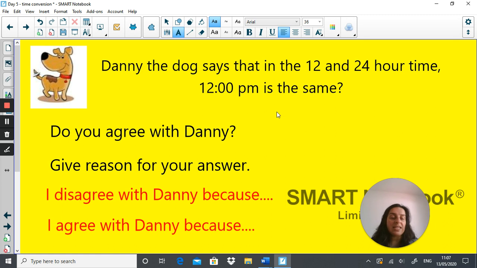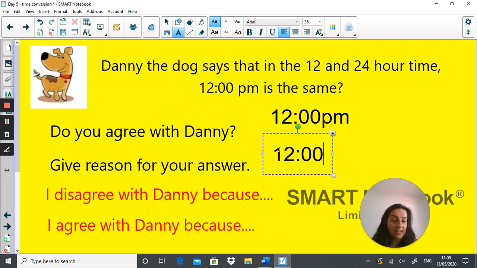So Danny the dog. So let's first break this down. In the 12-hour time, 12 p.m., which is 12 noon, is 12 p.m., and in 24-hour time that'll be written like this. Now they are the same in the sense that the numbers they're using are the same. So yes, in that respect they are the same. However, when you use the 12-hour clock, as we know, you have to add PM and AM, so really they're not the same. When you write them out, in the 12-hour clock you have to add PM, in the 24-hour clock you don't have to add PM. So he's wrong. Okay, moving on.